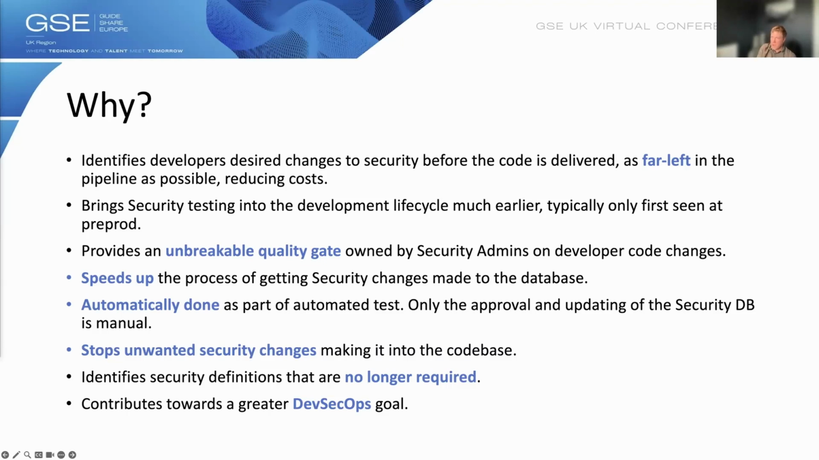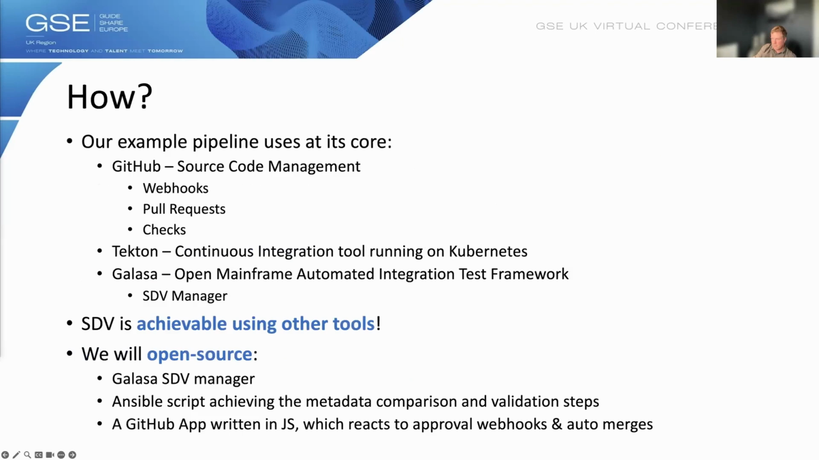And of course, if you're implementing something like this, it contributes towards a greater DevSecOps goal. That's a big strategy, a big idea, introducing security to every part of your DevOps pipeline. And this is just testing security on CICS application changes. So it's helping towards it, but it's not the big picture, but it's helping you achieve it.